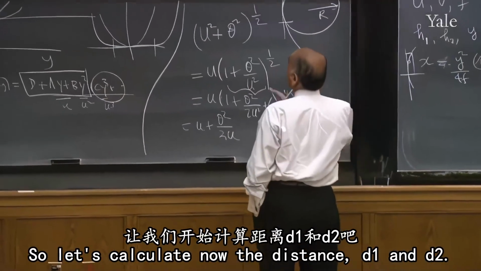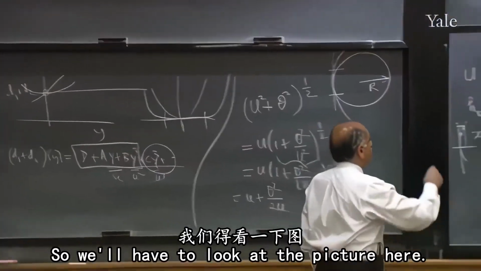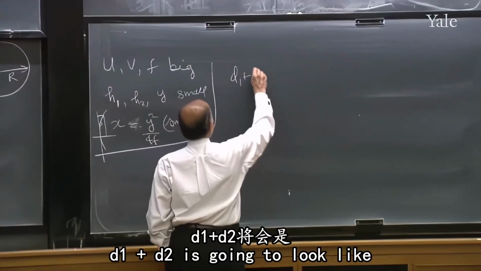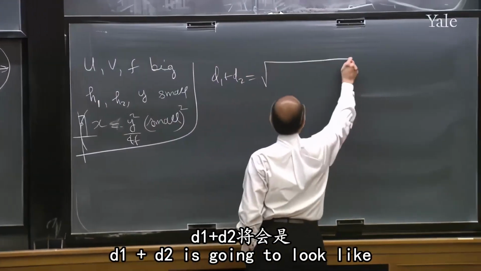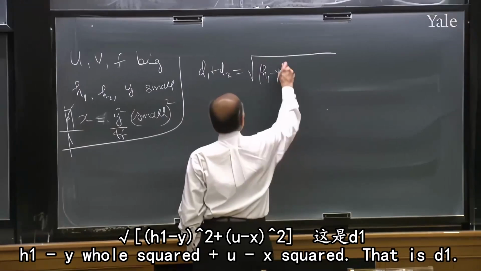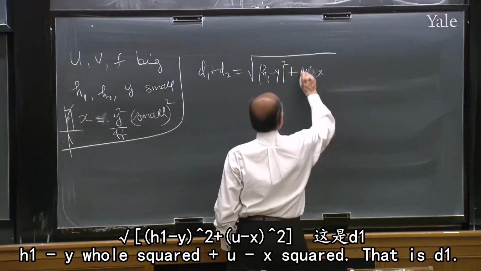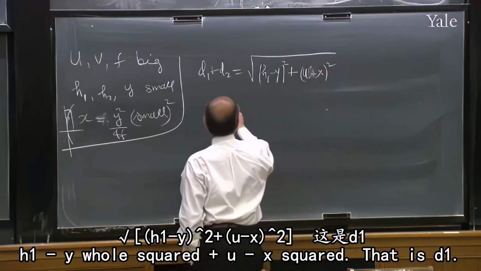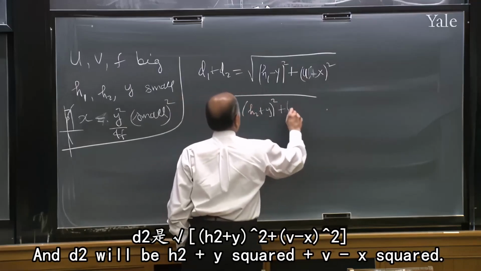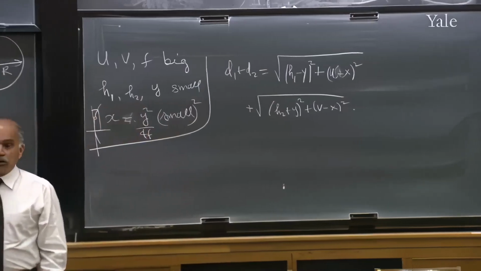So let's calculate now the distances d1 and d2. We'll have to look at the picture here. Let me just write down what I get. d1 is going to look like h1 minus y whole squared plus u minus x squared. And d2 will be h2 plus y squared plus v minus x squared.